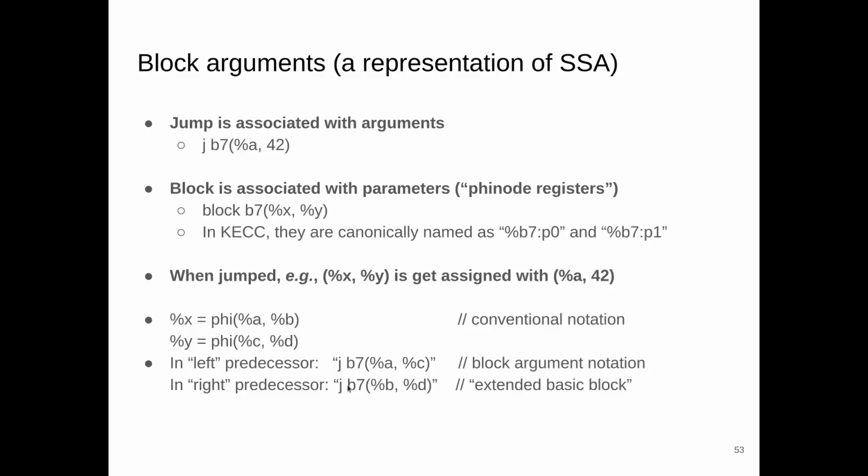On the other hand, in the right predecessor, the jump instruction is changed from just jump B7 to jump B7 with arguments B and D, because the values of X and Y get B and D when the control flows from the right predecessor to this block. Okay, this is basically how we are going to represent the finals and SSA registers inside this KAIST.